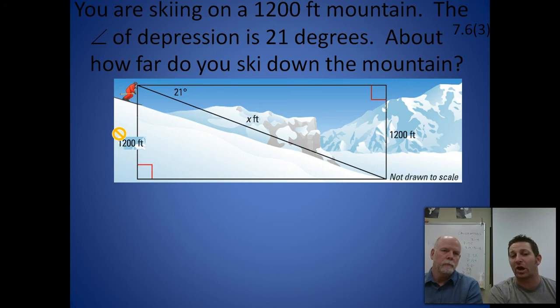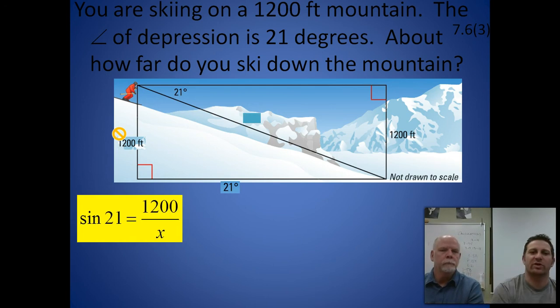So now we look at our information and decide, okay, I've got a 21-degree angle, I've got a hypotenuse, and I've got a side opposite, so I want to use sine here. And so I'm going to set up the equation as sine 21 equals the opposite, which is 1,200 feet, over x, which is the hypotenuse. Okay? And so there's my equation. Sine 21 equals 1,200 over x. Do a little cross multiplication here.